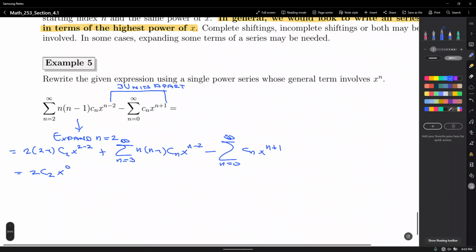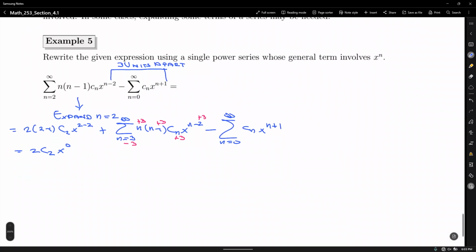Okay. So now let's do a complete shifting. So minus 3, plus 3, plus 3, plus 3, and plus 3. This way, not only do we get the starting index at n equals 0, we also get the power of x to have both of them be n plus 1. All right?